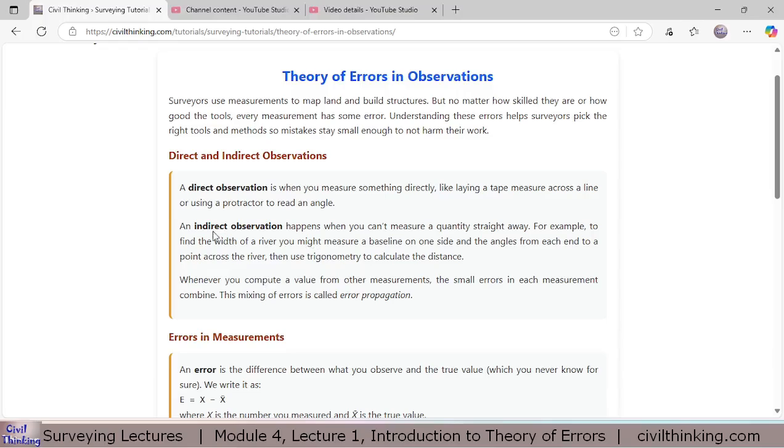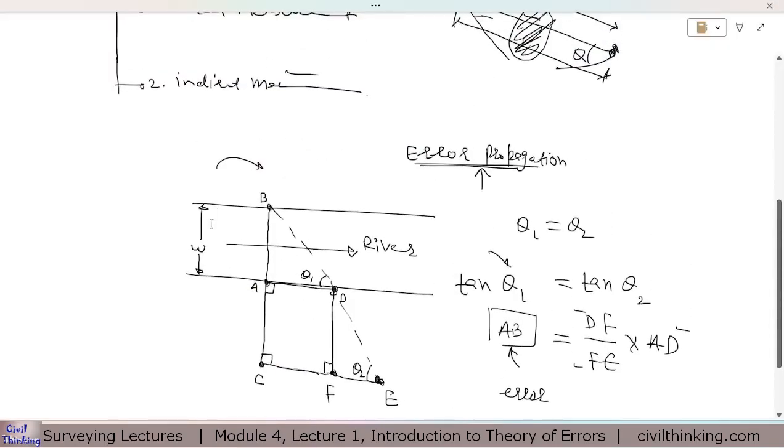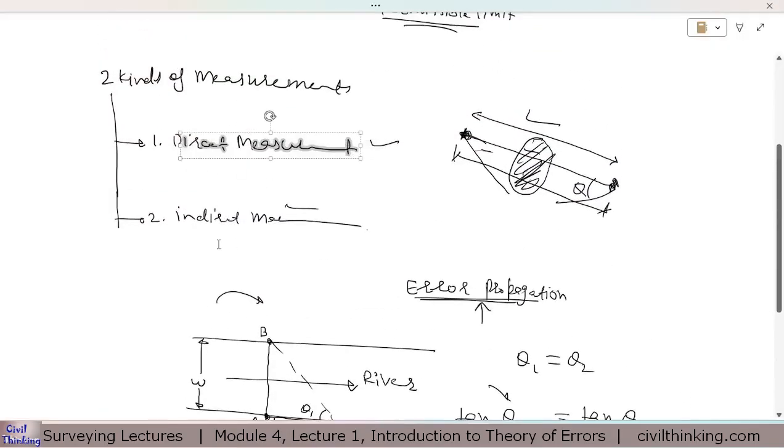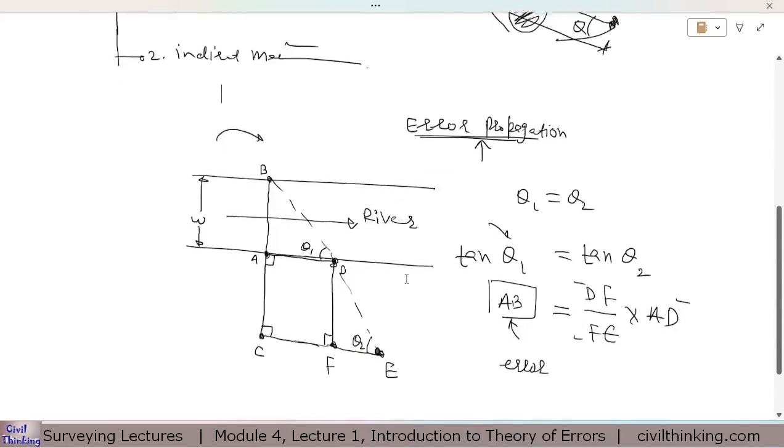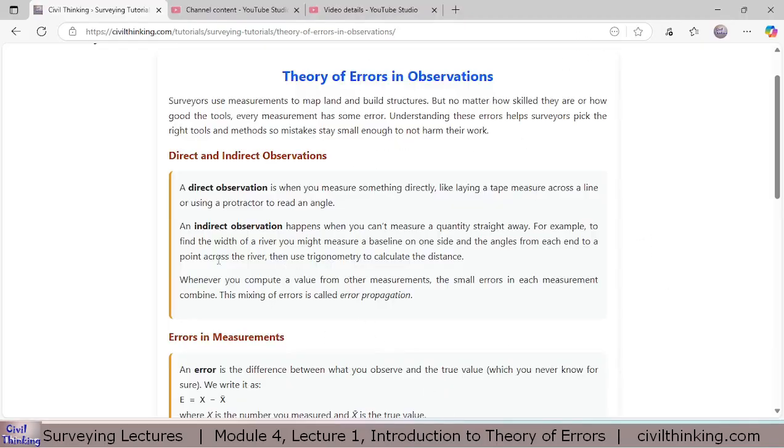So I have told you about a direct observation or an indirect observation. I have denoted it with direct measurement or indirect measurement. That is the same as direct observation or indirect observation. I just used different words, but they are one and the same thing. I have also given you this example of the river, using trigonometry.